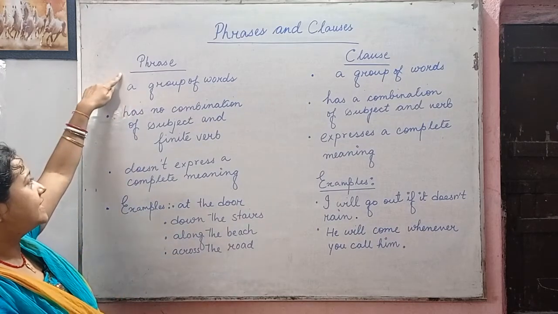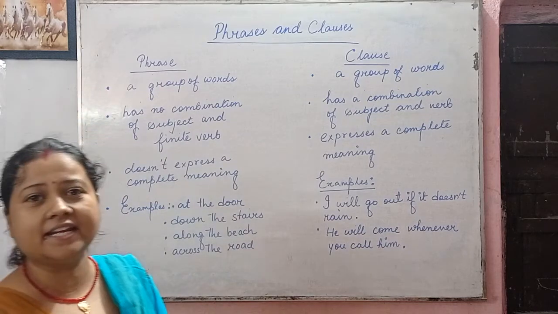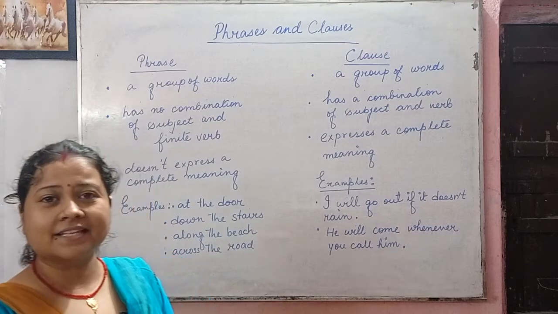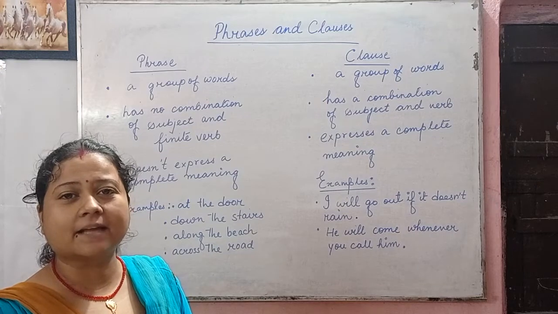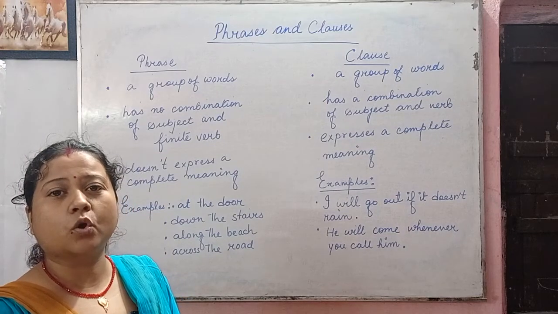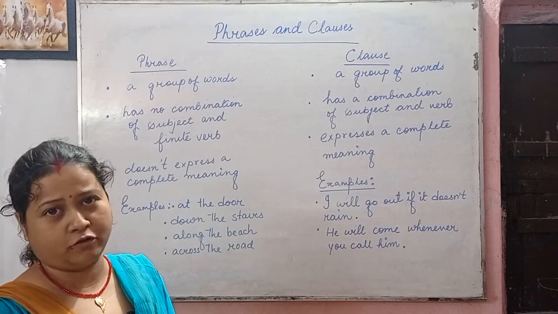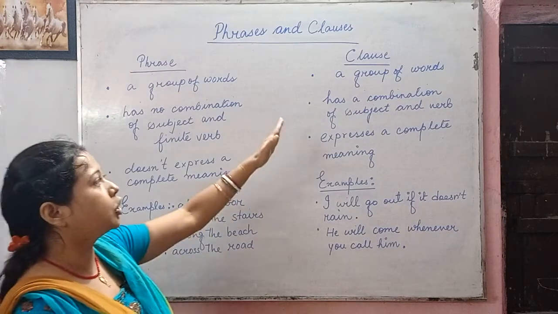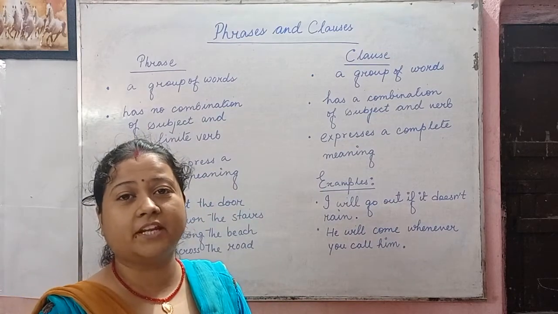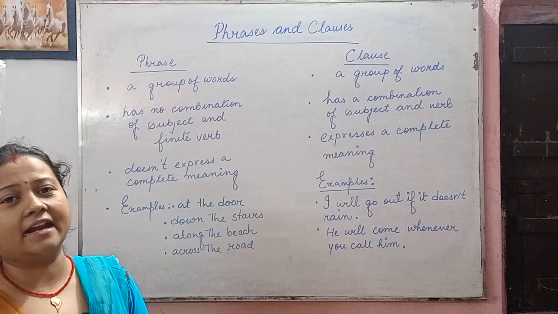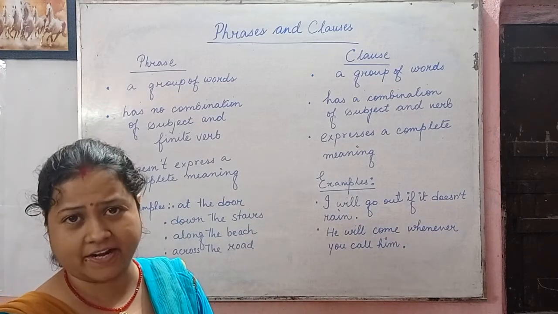Children, a phrase has no combination of subject and finite verb. Means a phrase doesn't have any subject or a combination of a subject and a finite verb. But if you see the clause, it has a combination. It has a combination of a subject and a verb, which we don't have in a phrase.